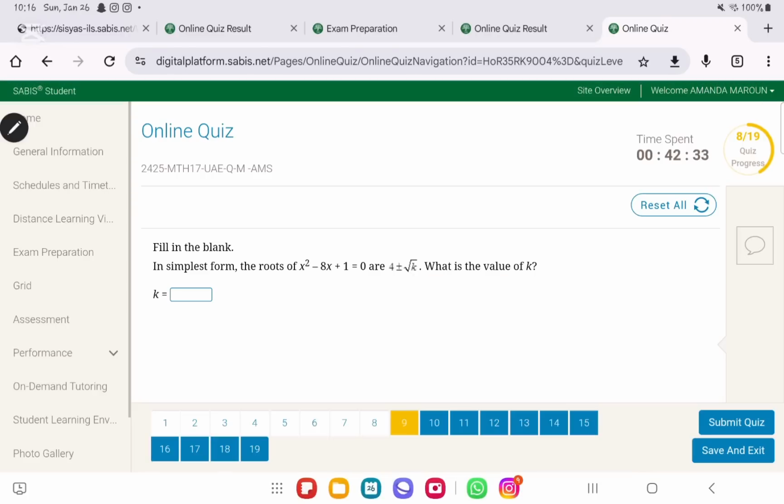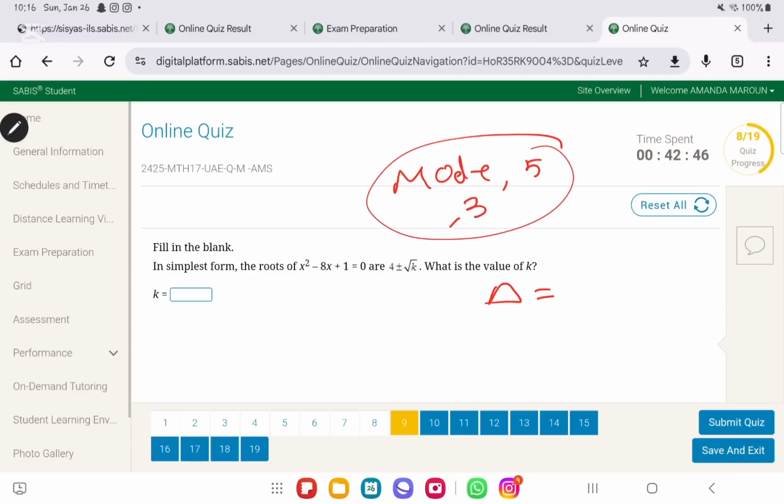Moving on to question number 9. Again, you can use the discriminant. So I'm just going to be using the discriminant. You can also do mod 5, 3. So I'm using the discriminant for the people who do not have the option of mod 5, 3. Okay, to find the discriminant, we are going to take b squared minus 4ac. So minus 8 squared minus 4 times 1 times 1.